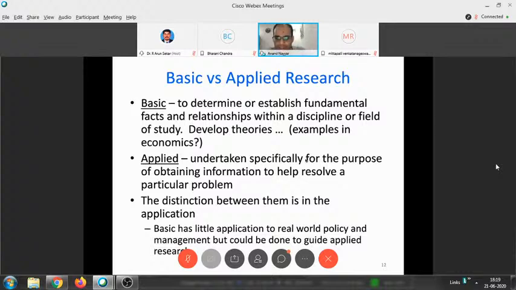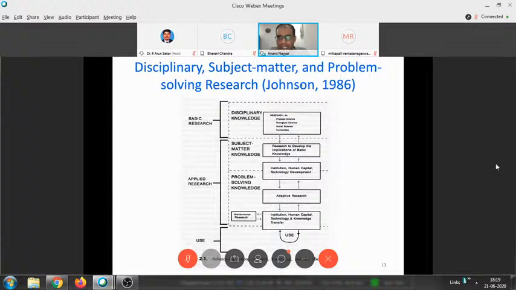Keep on thinking. You can see over here, basic research is disciplinary, in terms of physical, biological, social, and humanities. But in terms of our computer research, we have applied research, where we have subject matter knowledge. What is the subject, like blockchain? We apply the problems to find the knowledge. And the main thing is we keep on doing technology improvement. So in terms of technology, we are only towards applied research. So don't think you are on basic research.